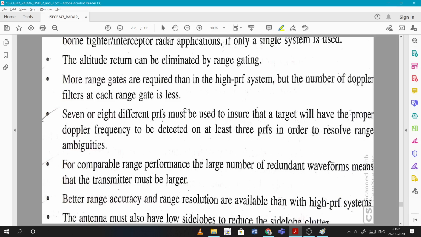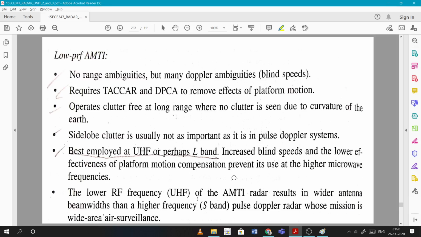So to clear the ambiguity, 7 or 8 different PRFs must be used to ensure the target will have a proper Doppler frequency to be detected on at least 3 PRFs in order to resolve range ambiguities. To offer comparable range performance, the large number of redundant waveforms means that the transmitter must be larger. So better range accuracy and range resolution are available than within a high PRF system. The antenna must also have low side lobes to reduce the side lobe clutter.